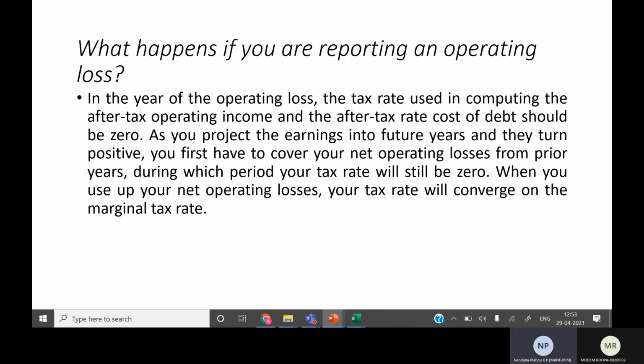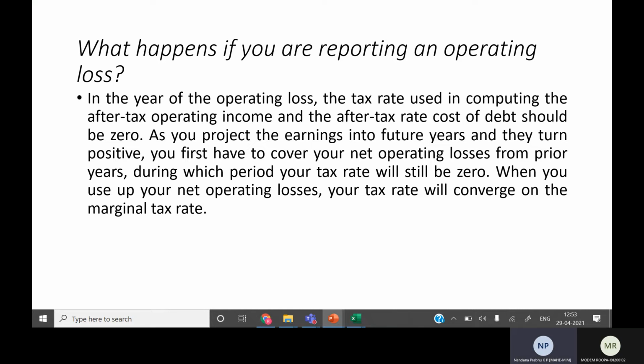What happens if you are reporting an operating loss? What is meant by this operating loss? Revenues minus expenses, we get operating expenses, we get operating income. What if there is no income but operating loss, as we saw in that FCFF valuation model?